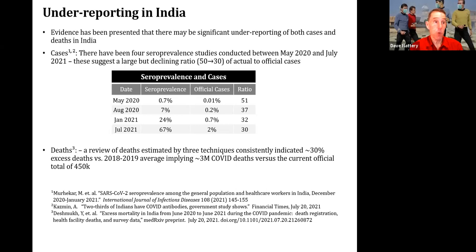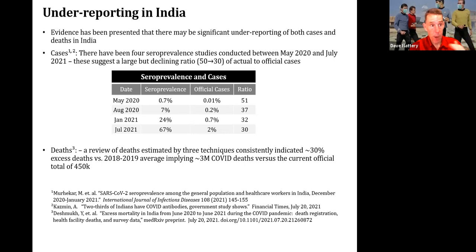The official cases that they had was only 1 in 10,000. So 0.01% of the population had been identified as a case and reported as a case by India. So that ratio was about 51. So there were about 51 times more people that had COVID, whether it was asymptomatic or mildly symptomatic, but about 51 times more people had been exposed to COVID than actually were reported as cases.